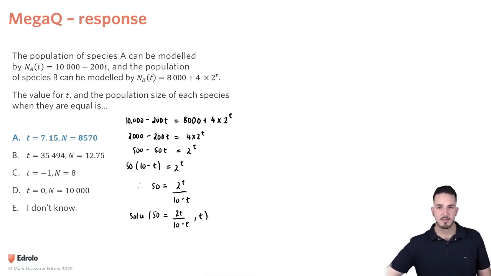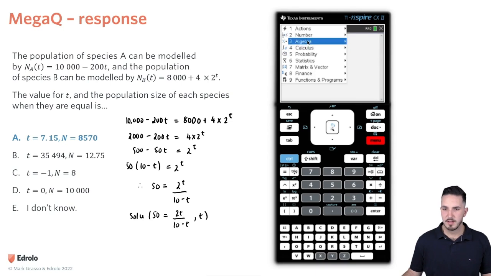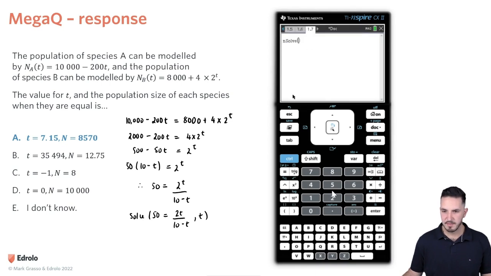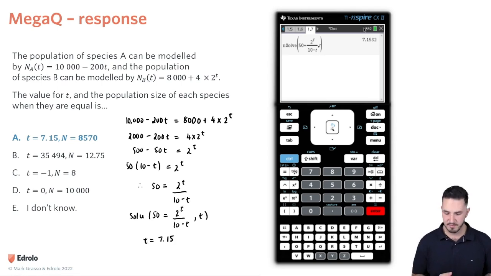Now let's actually put it into our CAS to find out what the value for t is. So we're going to menu, algebra, solve. So we're going to have 50 is equal to 2 to the power of t divided by 10 minus t, t. So t is equal to 7.1532. So we can see that in our solution, we have t is equal to 7.15. So let's use that value to 2 decimal places. So t is equal to 7.15.